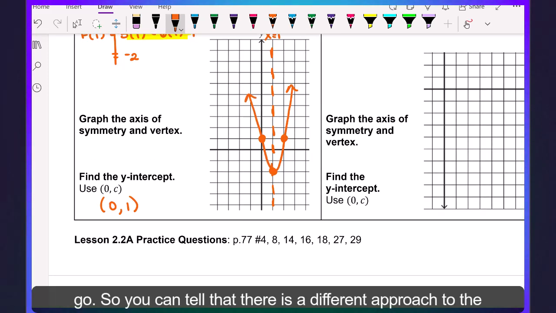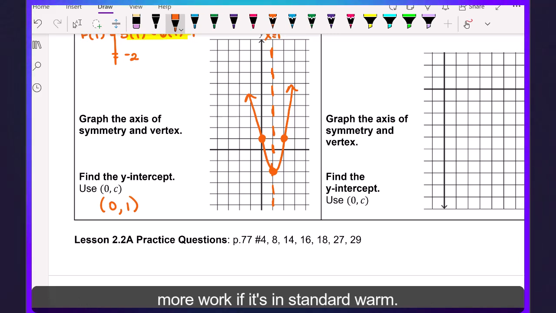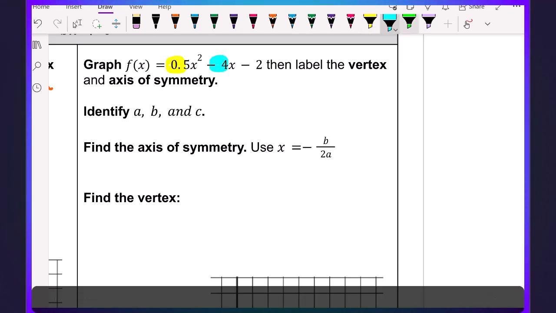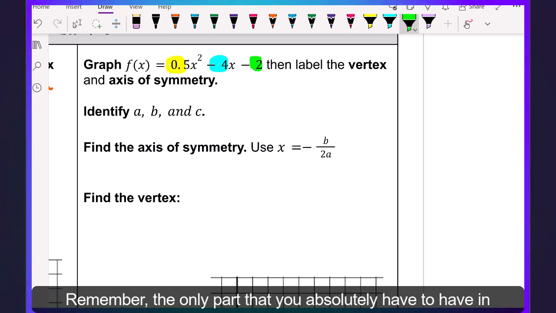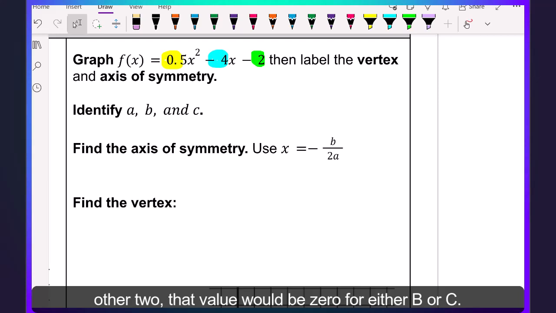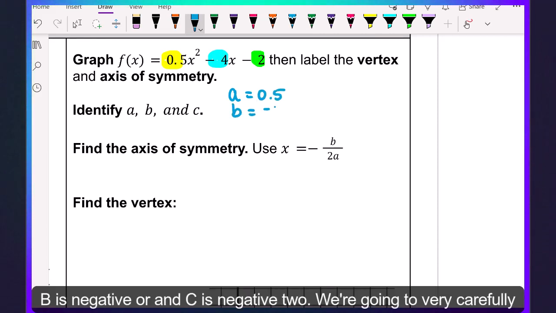There you go. So you can tell that there is a different approach to the graphing. It's not that it's very difficult. You do have to do a little bit more work if it's in standard form. Okay, let's do one more example in standard form. I do have all 3 parts. Remember, the only part that you absolutely have to have in standard form is the ax² part. If you don't see any of the other 2, that value would be 0 for either b or c. So in this case, a is 0.5, b is -4, and c is -2.